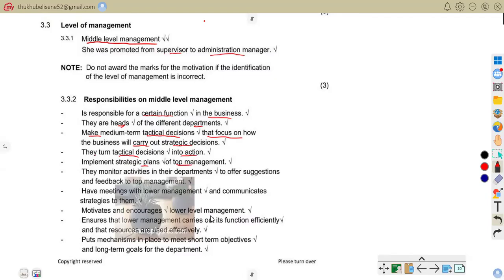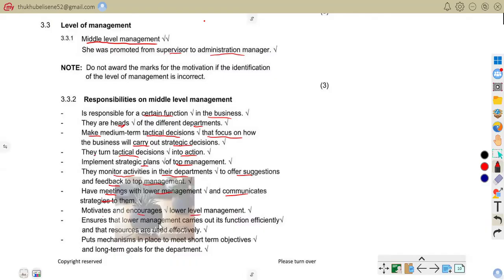Also, they monitor activities in their departments to offer suggestions and feedback to top management. For example, they review monthly performance reports when they monitor departmental activities. They hold meetings with lower management and communicate strategies to them, so they hold meetings with supervisors. They motivate and encourage low-level management, meaning they encourage supervisors to meet deadlines.